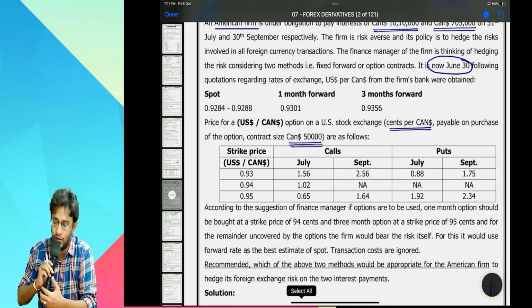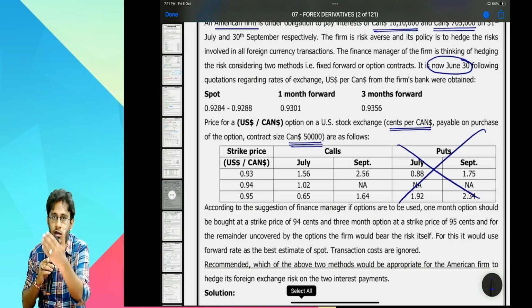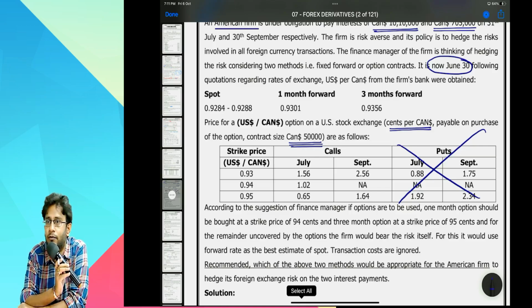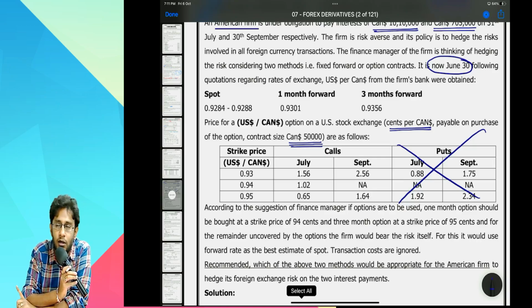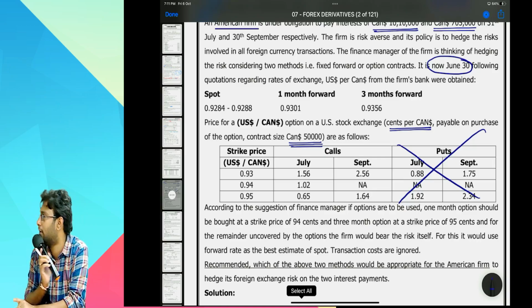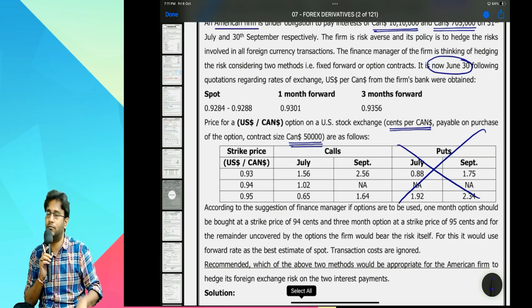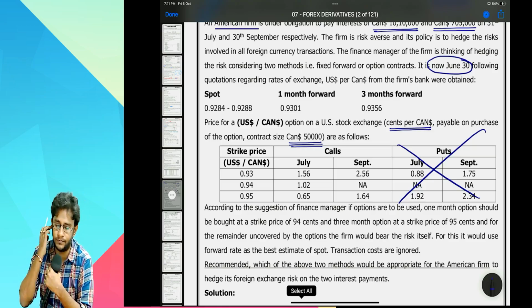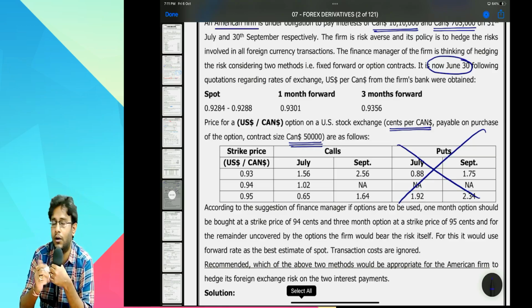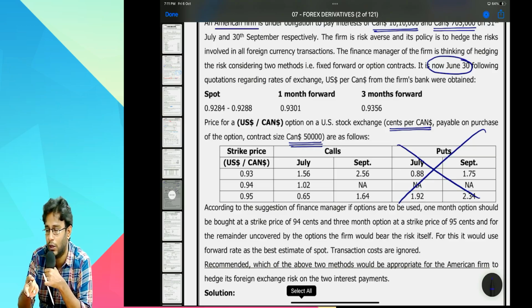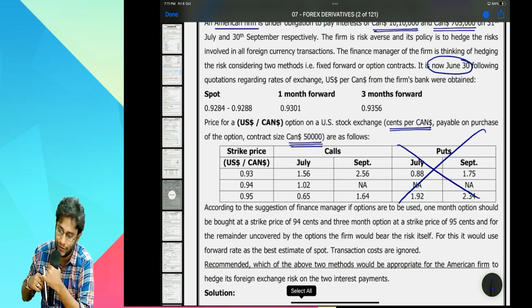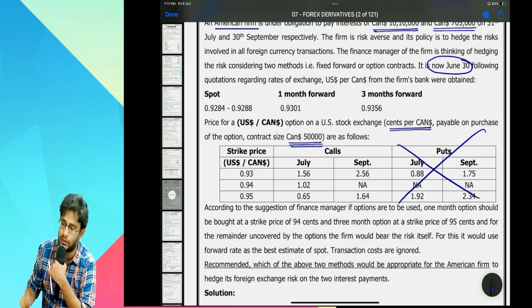Are you understanding, sir? It's a trap. Why will I buy a put option on CAN dollar? I have to either buy a call option on CAN dollar or a put option on the US dollar. They gave you puts with CAN dollar as the underlying asset. Don't touch that, it's a trap. Here, why are 2 columns given? Because I have a 1 month FC payable at the end of July and a 3 months FC payable at the end of September. So I need 2 calls now, and they have given 2 series. Sir, why are 3 strike prices given? That we have to see. Continue.